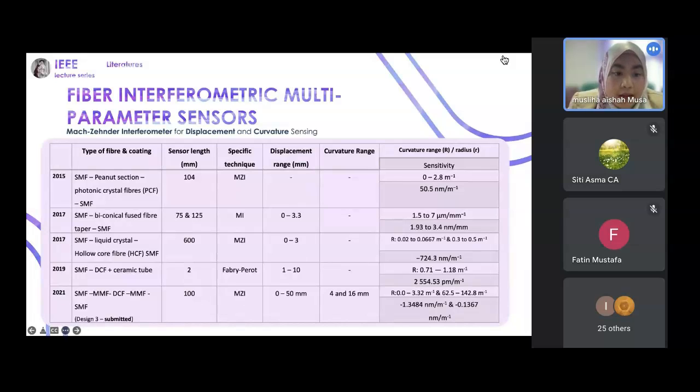Okay, as we can see here, also in 2019 they use a double clad fiber and a ceramic tube. But the technique they use is Fibre.